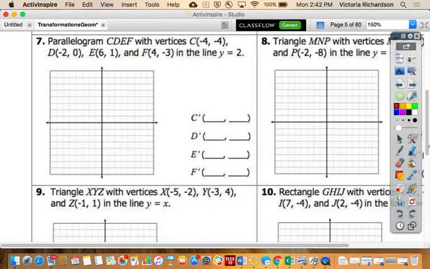So I have parallelogram CDEF, so I have to graph that first. C is negative 4, 4. So I'm going to start in the middle, negative 4, 1, 2, 3, 4, and then down 1, 2, 3, 4. That's C. Then I have D, which is negative 2, 0. And I have E, which is 6, 1. 1, 2, 3, 4, 5, 6. Up 1. And F is 4, negative 3. 1, 2, 3, 4. 1, 2, 3. This was E, and this was F. Now I connect them.